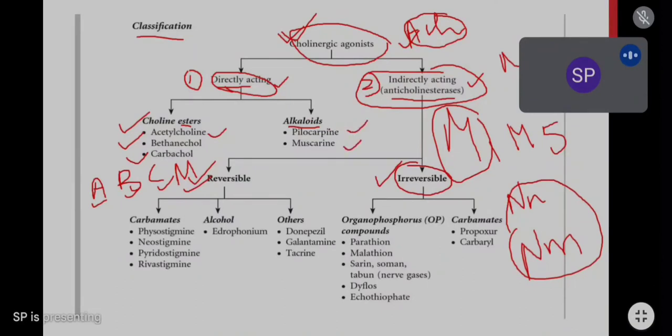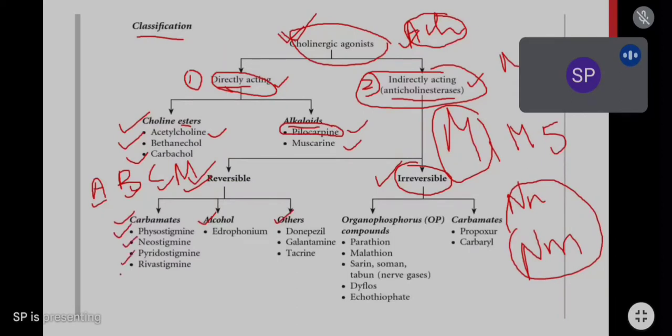These are alkaloids. Pilocarpine is obtained from the pilocarpus plant and muscarine is obtained from Amanita species of mushrooms. Okay, anyways, so these are directly acting drugs. About each drug I'll explain in detail. And in indirectly acting drugs, we have reversible enzyme inhibitors and irreversible enzyme inhibitors. In reversible enzyme inhibitors, we have carbamates, some alcoholic compounds and other compounds.